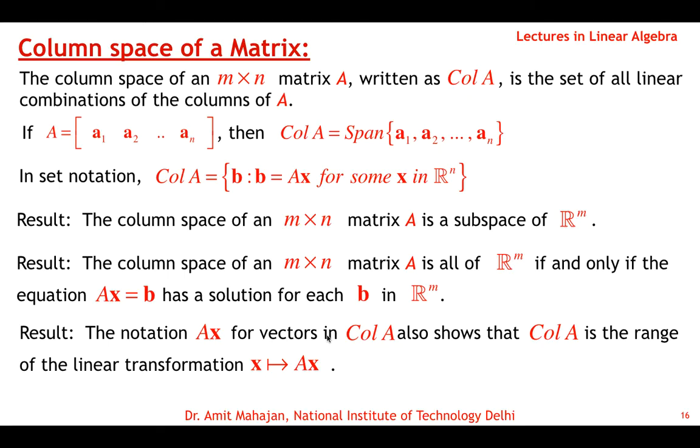So the notation Ax for vectors in the column space of A also shows that the column space of A is the range of the linear transformation x to Ax. This is a transformation from Rn space to Rm space. That means x vectors are coming from Rn space, and under the transformation, Ax vectors are going to Rm space. So all these vectors belong to the column space of A, so it is also acting as the range of the transformation.